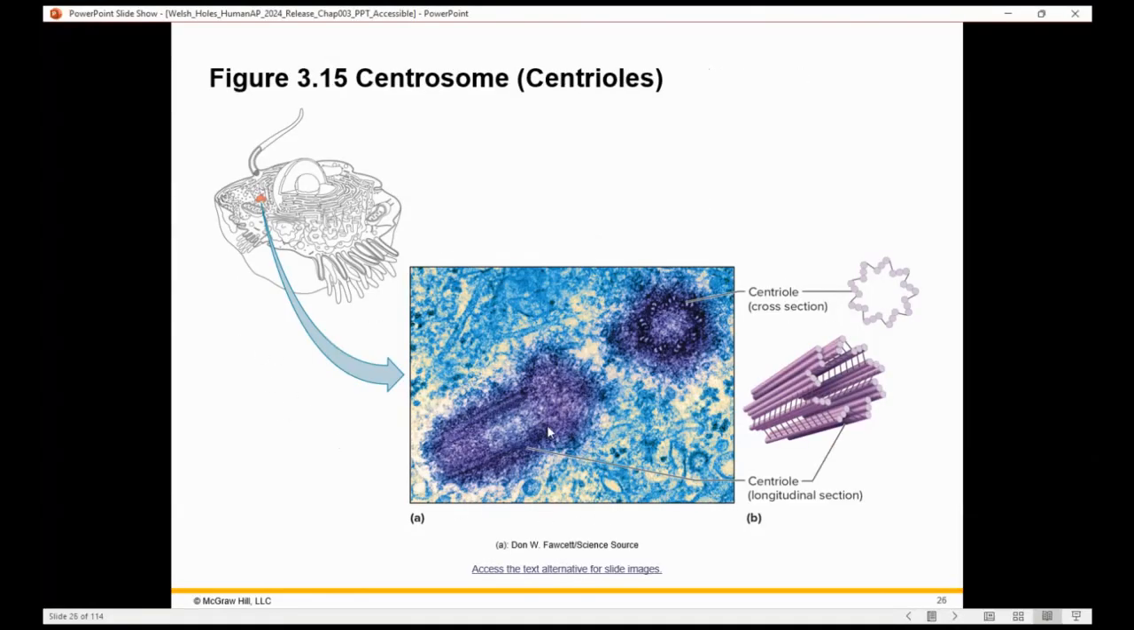Okay, here we have the electron micrograph of the centrioles. And notice if you look at the centriole longitudinally, you'll see it's composed of sections of three tubules each.